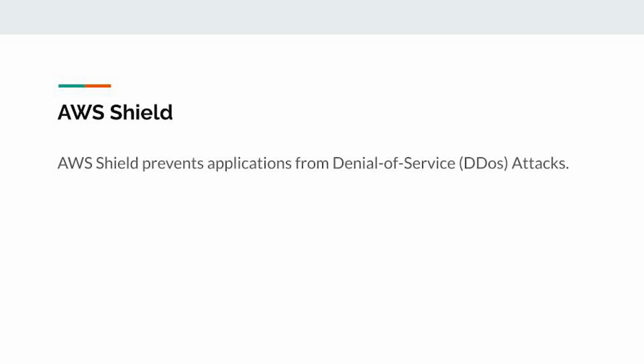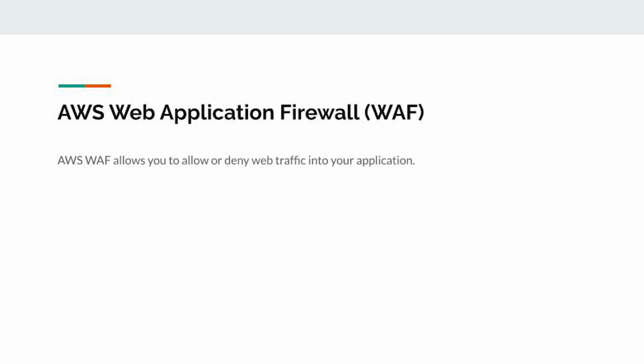Next service, AWS Shield. AWS Shield prevents applications from denial of service attacks, also known as DDoS attacks. DDoS attacks are designed to make an application unresponsive by sending a large number of requests which cannot be handled by the application.